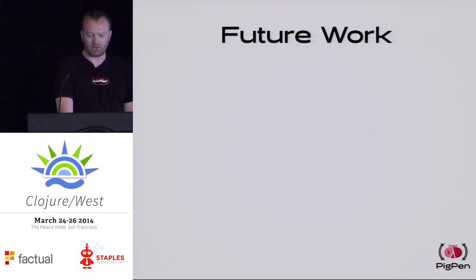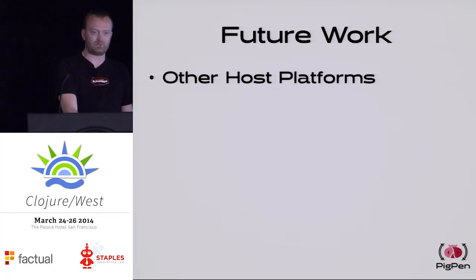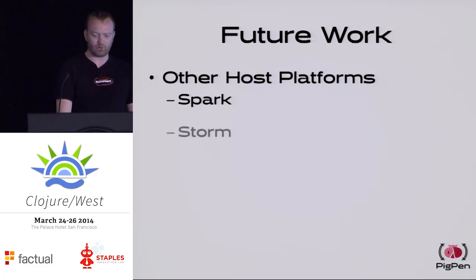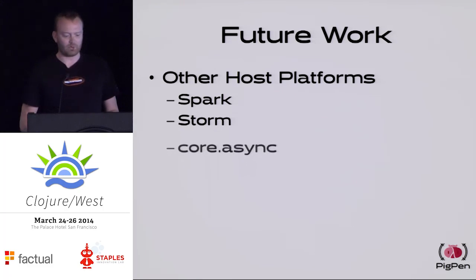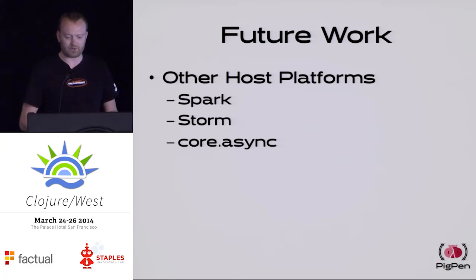In the future, I want to get away from using Pig exclusively. It's been a great starting off point. Pig has done a lot of legwork in kind of optimizing joins and moving data around. There's a lot of stuff there that I didn't want to write from scratch, but we're looking into taking that abstract expression tree, running it on something like Spark or Storm, and for local mode, looking at core async instead of Rx, just as another alternative.